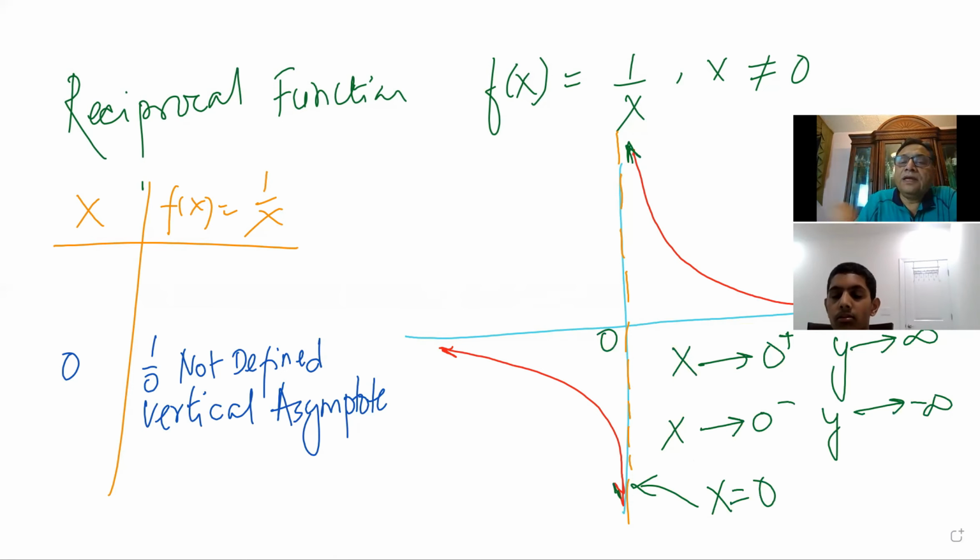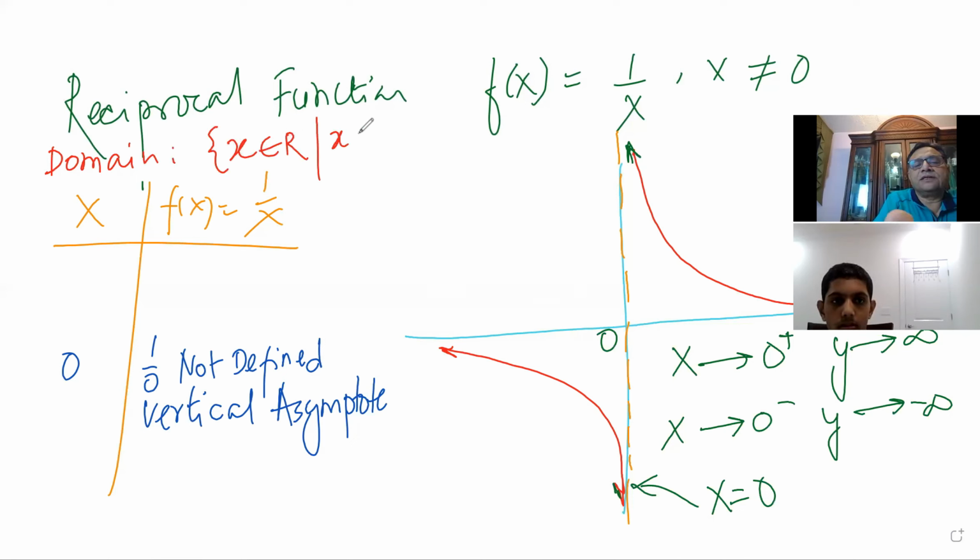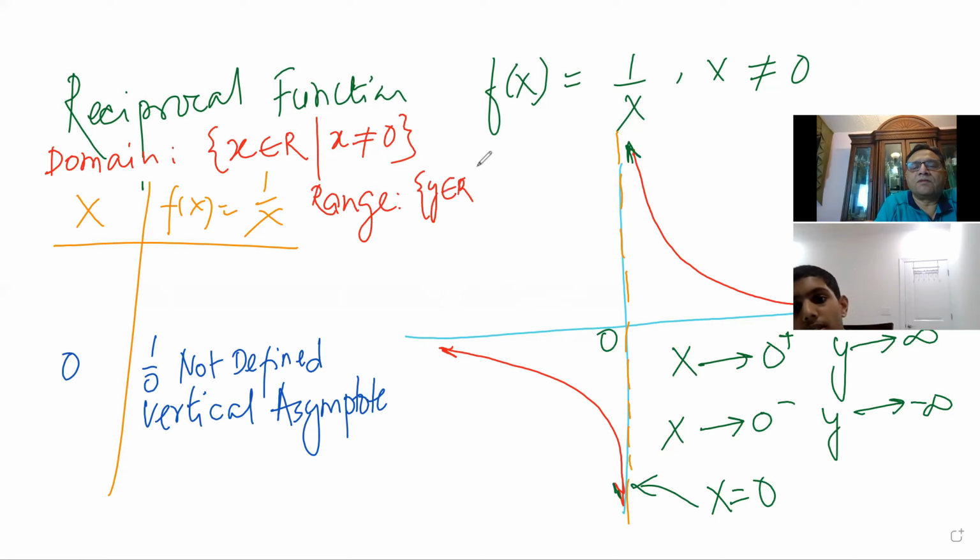So, in the domain of this function, as you can see, we can now write down that as far as the domain is concerned of this particular function, we can write this as x belongs to real numbers, but x is not equal to 0, correct? Similarly, we can also write the range of this function. What is the range? Can you tell me? y belongs to real numbers, and y is also not equal to 0, correct?